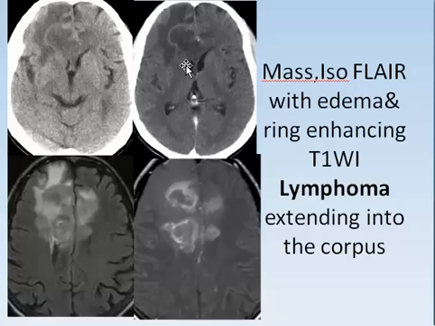The margin is hyperdense, minimally enhancing. Here is the FLAIR seen as isointense to the gray matter, to the brain, with surrounding vasogenic edema on either side crossing the midline, while in T1 weighted images it presents as faint ring enhancement of the tumor, which is extending upward into the region of the corpus callosum.